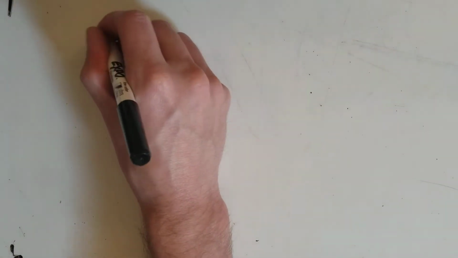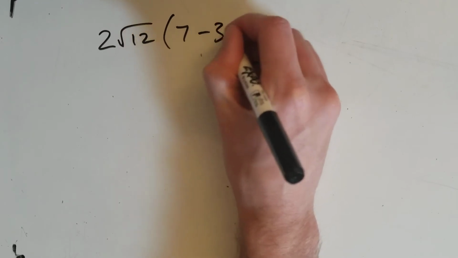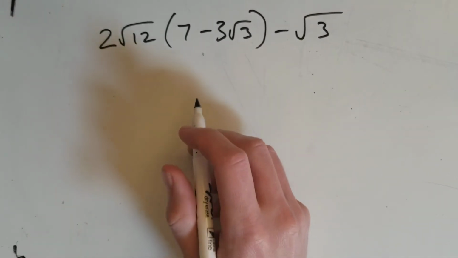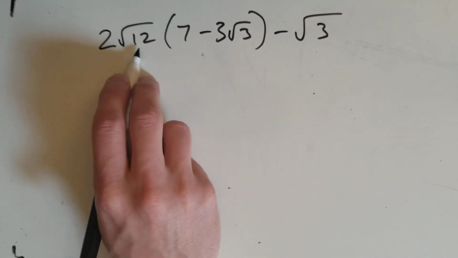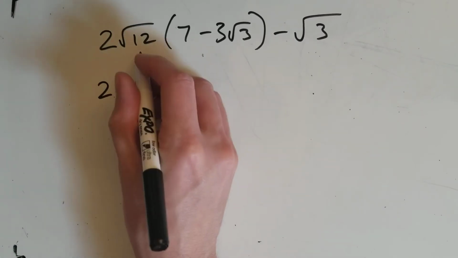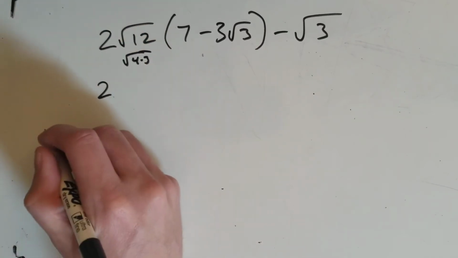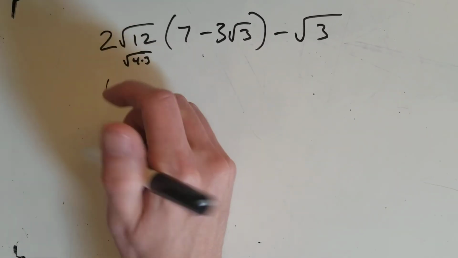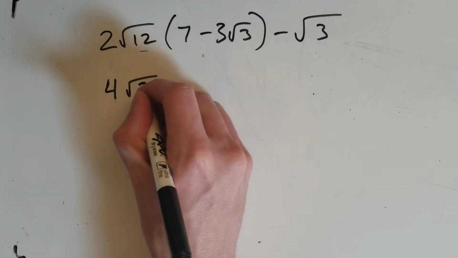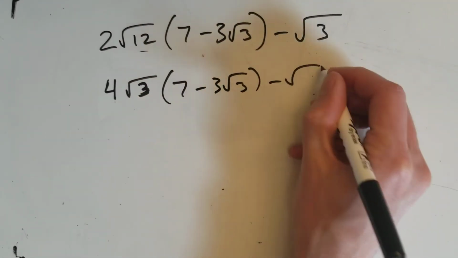Our fourth one looks like this. We have 2 root 12 times 7 minus 3 root 3, and then minus square root of 3. I notice here that I can simplify, so I'm going to simplify before I go ahead and multiply. So 2 times, well, 12 is going to be 4 times 3, so you can take a 2 out. It'll be 2 times 2, so you end up with a 4 on the outside, and then root 3 on the inside. And then minus 3 root 3, minus root 3 on the outside.